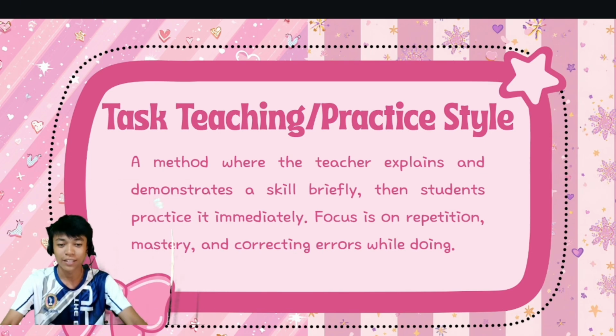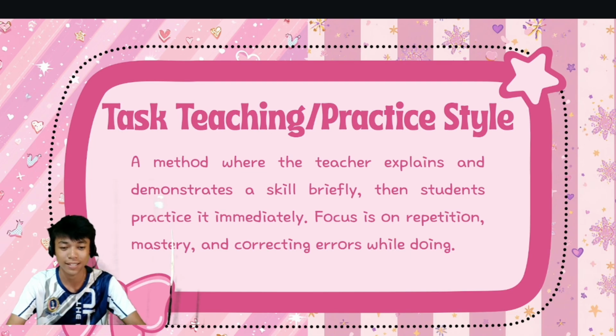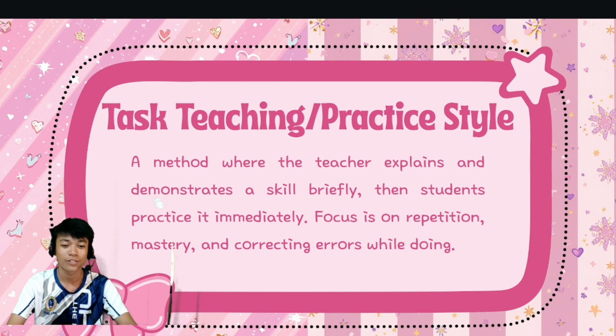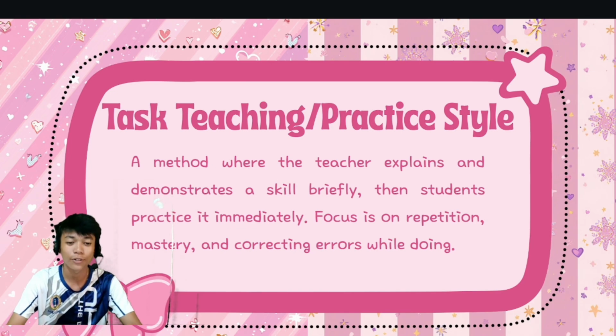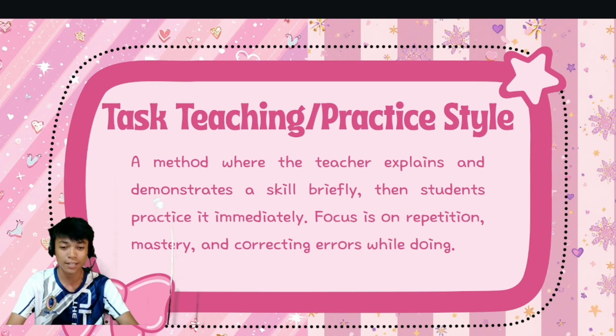Okay, so in task teaching practice style, the teacher first demonstrates the skills. For example, basic skills in basketball, the dribbling. So first, the teacher will demonstrate dribbling, and after that, he or she will give a chance to students to perform those skills in order for them to execute the skills properly.